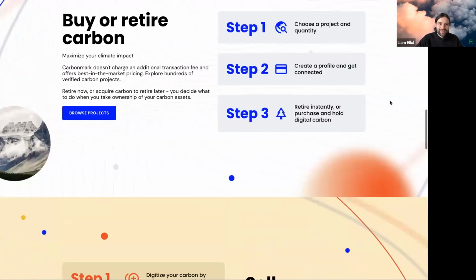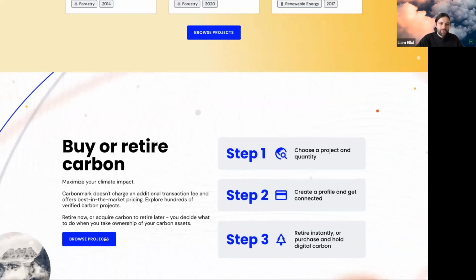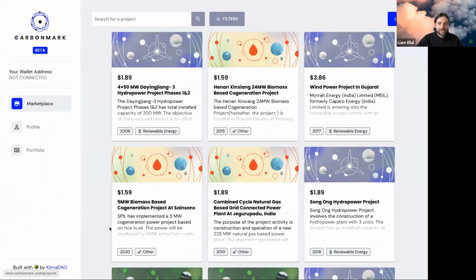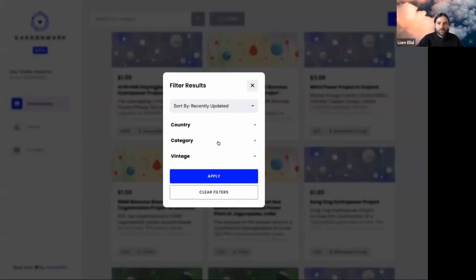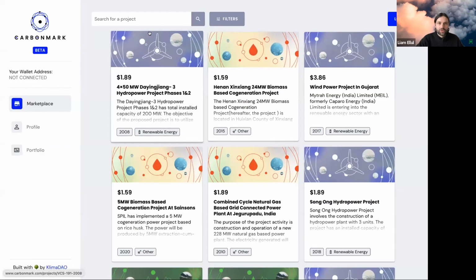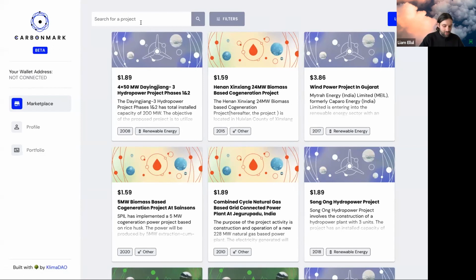So with that in mind, let's go actually into the experience itself. I'm just going to click Browse Projects here. And you can see here that there's a number of different projects listed with real-time prices, the vintage in which the credit was issued, and also the category. And if we go up here, we can see that there's a filter box here, so we can apply filters. But we also have a search box here. So into the search box, I can type mangroves.